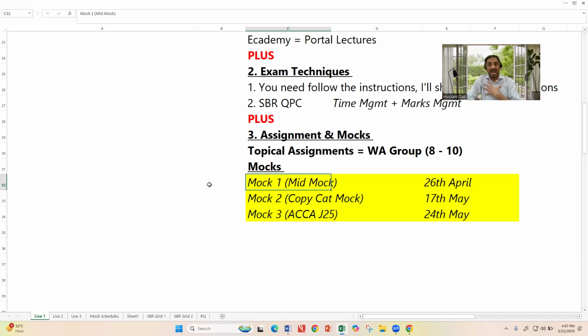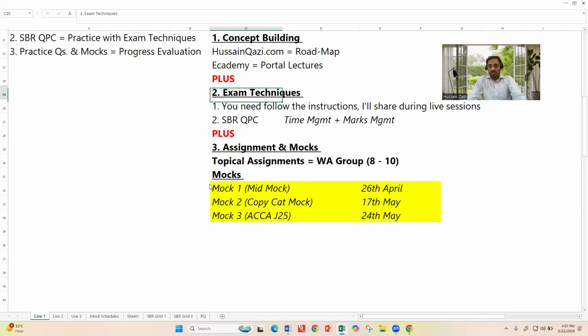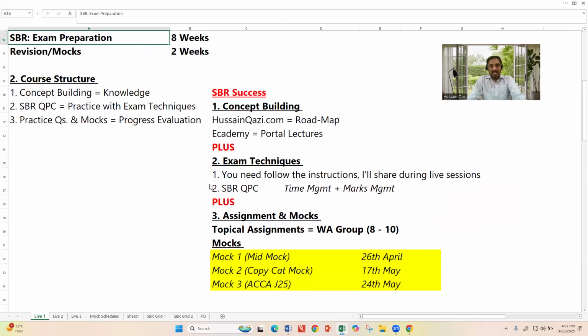Don't worry, me and my team will give you individual feedbacks. The suggested answer will be available. Individual feedbacks will also be available. So the point is that this is my course structure. My course structure is actually based on the ingredients required for success. Concepts, exam techniques, assignments and mocks. No need for any extra thing.